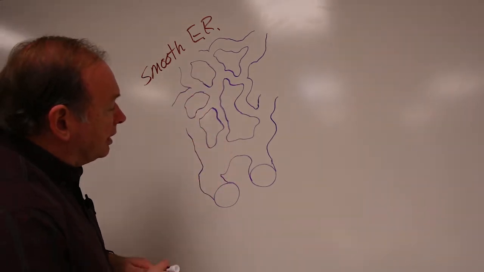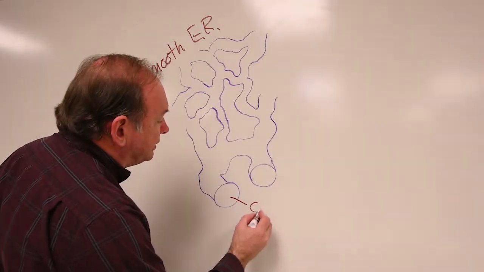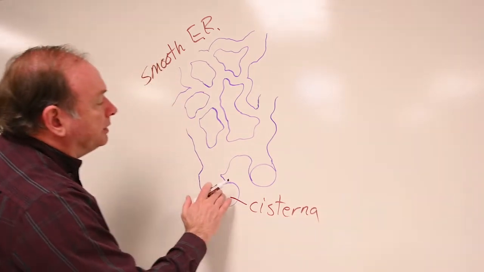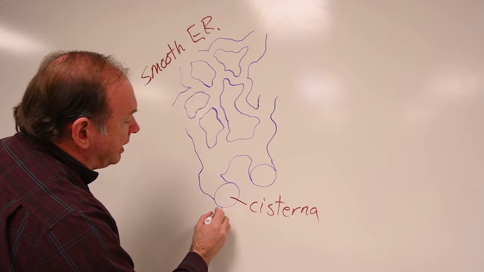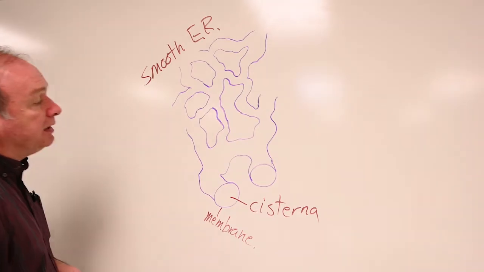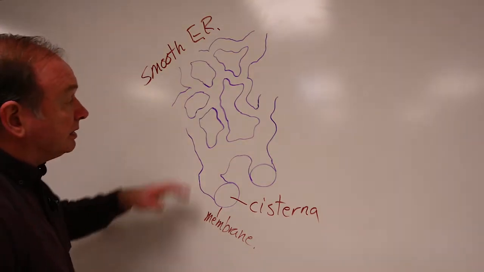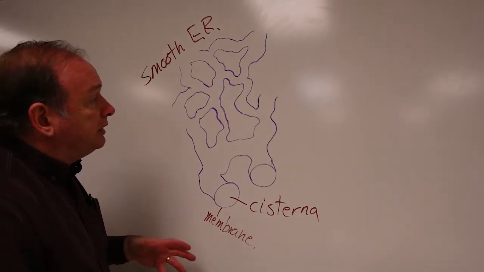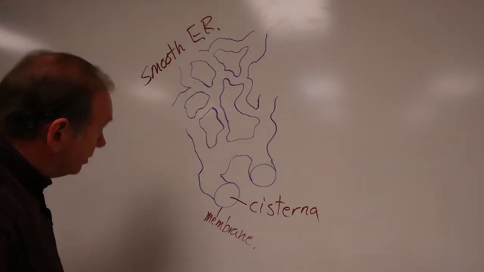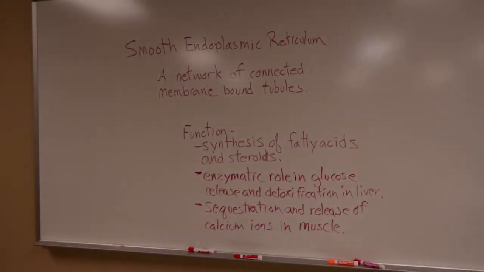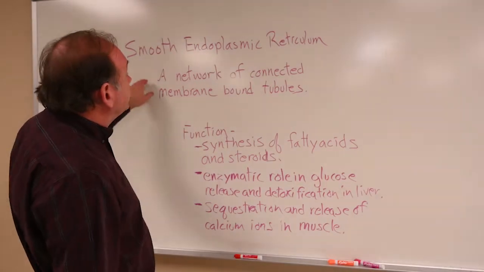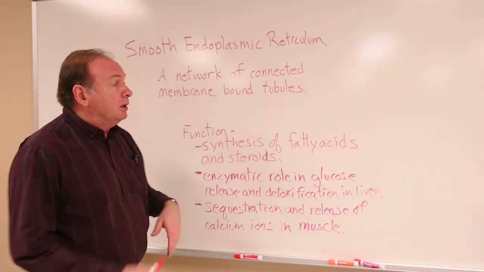And inside, of course, there's going to be a space, a cavity we call the cisterna. So a cisternal space on the inside, and of course membrane on the outside. A single layer of membrane surrounding that, and that's about all that consists of it. This network is found out in the cytoplasm of the cell. Now let's talk about its functions a little bit. We've already mentioned that the smooth endoplasmic reticulum is a network of connected membrane-bound tubules within the cytoplasm.